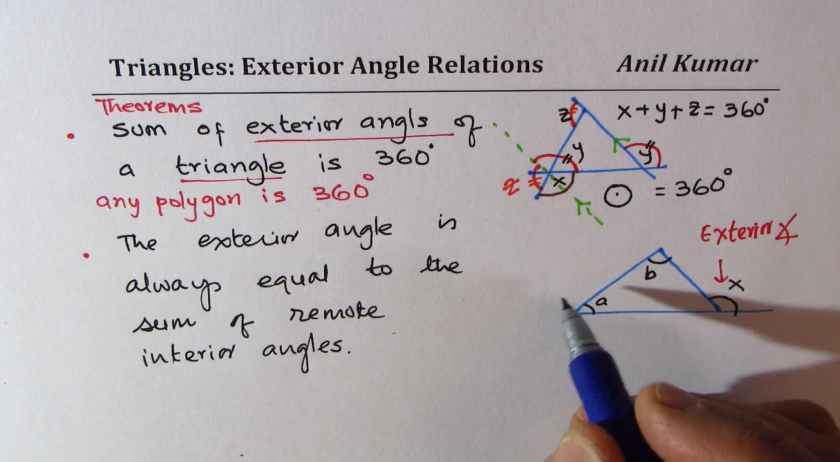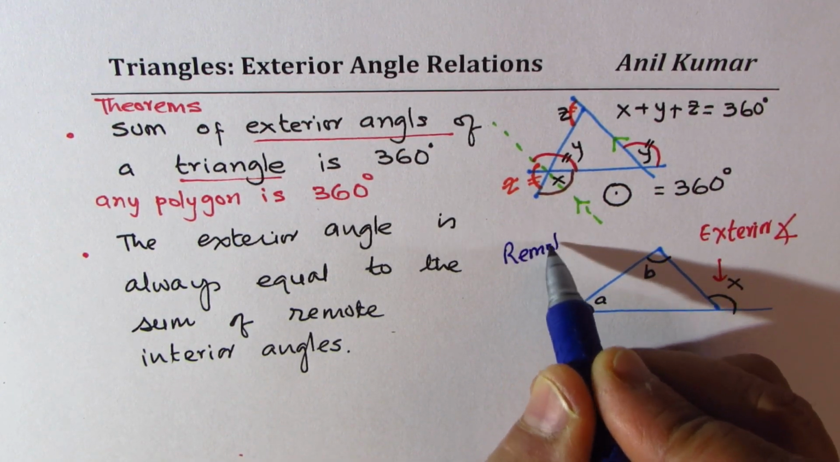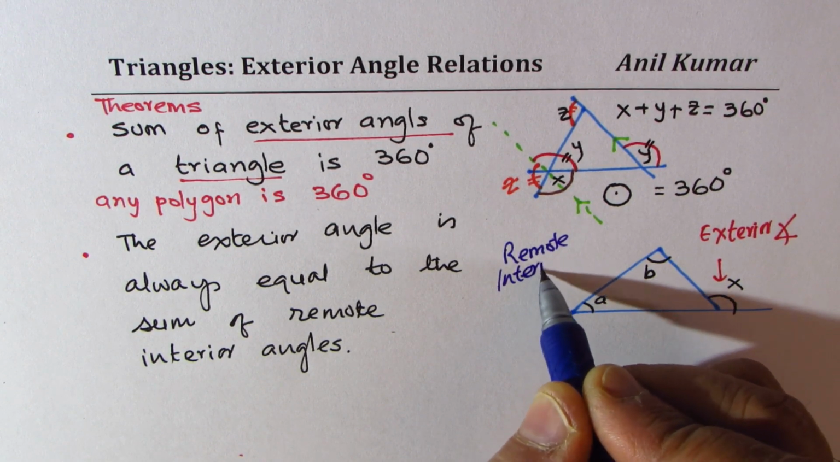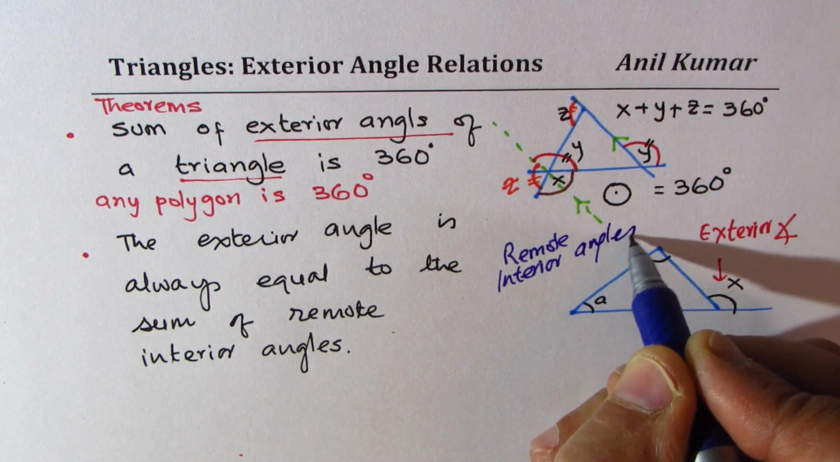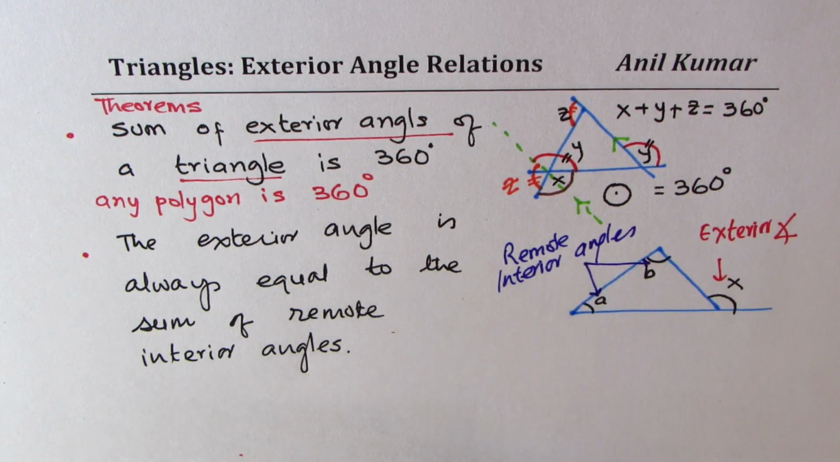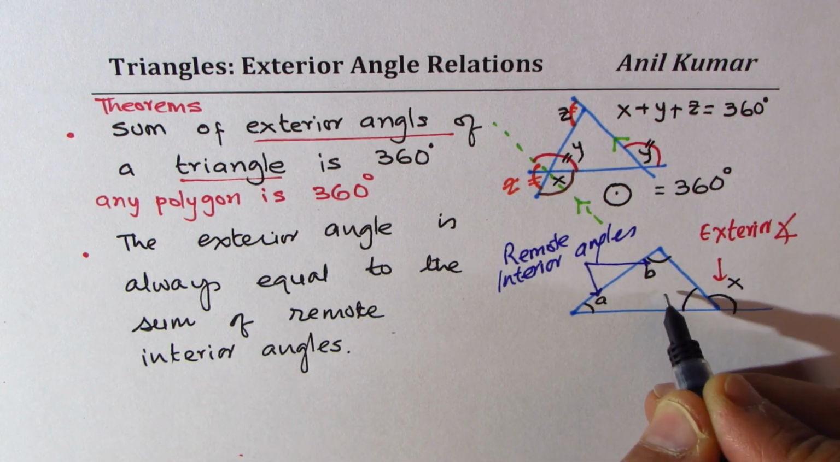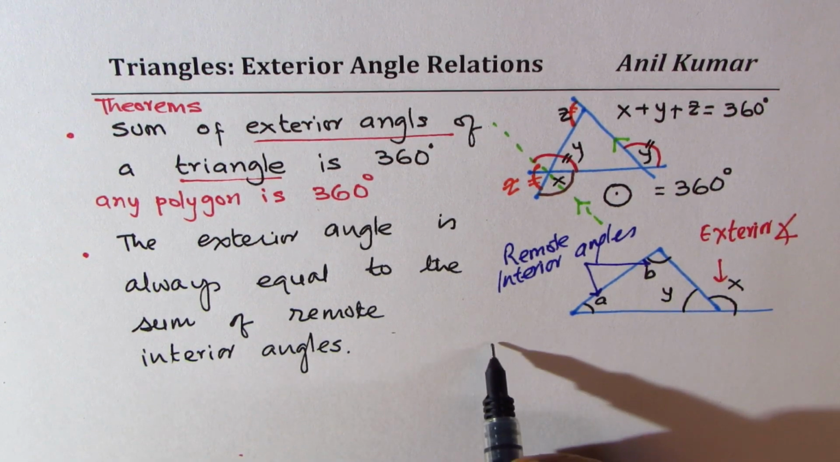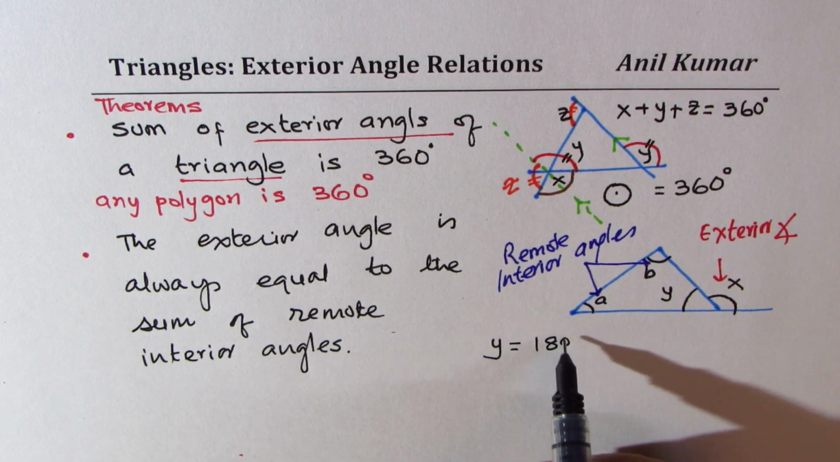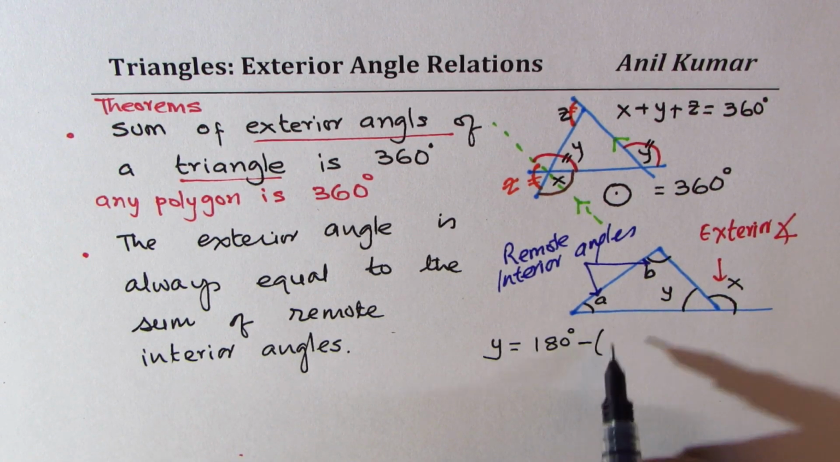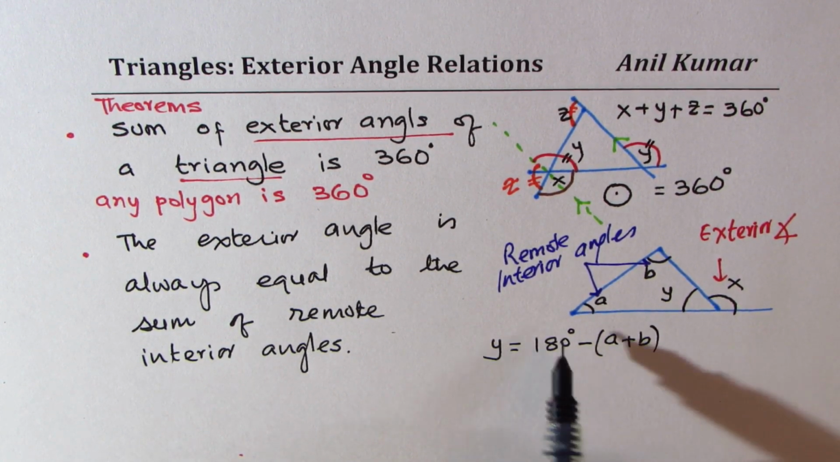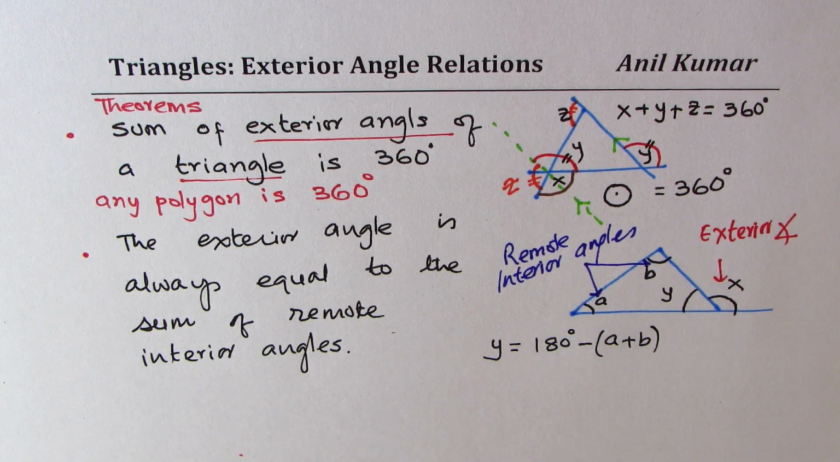So if you look from this position, when we say remote interior angles, we mean these two, away from it. So let us try to prove this also. Every theorem has a proof. So let's call this angle y. In that case, y is equal to 180 degrees minus the sum of A and B, correct? Since the sum of all three angles in a triangle is 180.